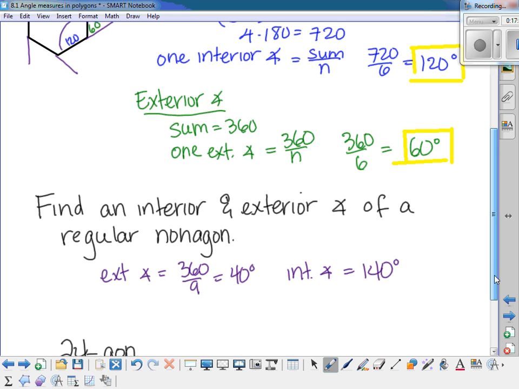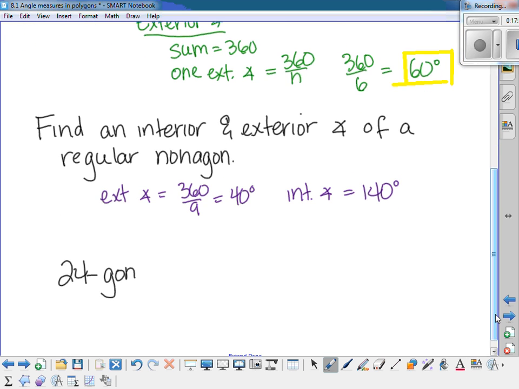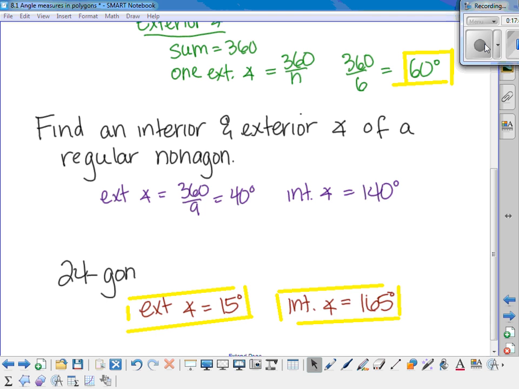Okay, and another one. This one I'm going to totally let you do on your own. Find the exterior and interior angle for a 24-gon. Pause the video now. Okay, hopefully you got that the exterior angle was 15 degrees and the interior angle was 165 degrees.